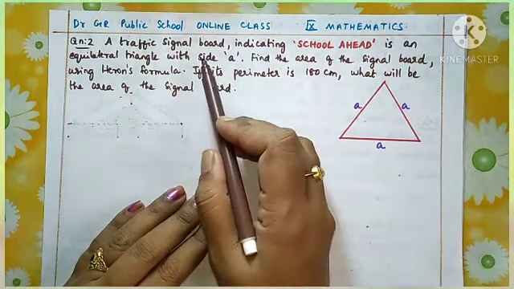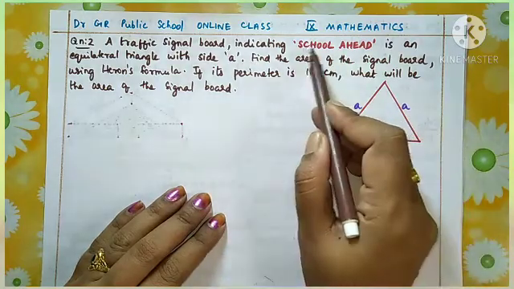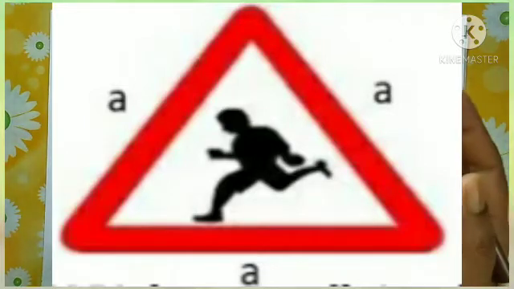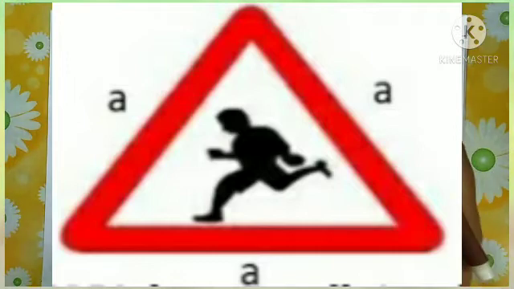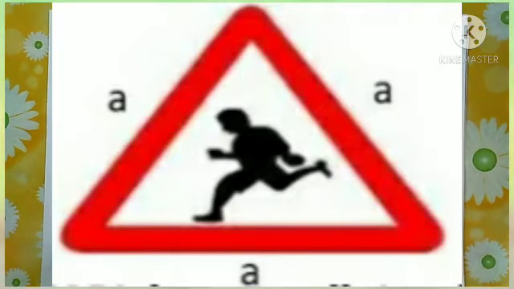Okay, so a traffic signal board that is indicating school ahead. What do you mean by school ahead? School ahead means when you are going forward, there is a school. When you are traveling, there is a school nearby. That is the meaning. Have you seen that symbol, children? School ahead. Yes, it is in the shape of a triangle, and it is an equilateral triangle with three sides equal. So that is meant by the traffic signal board, school ahead.